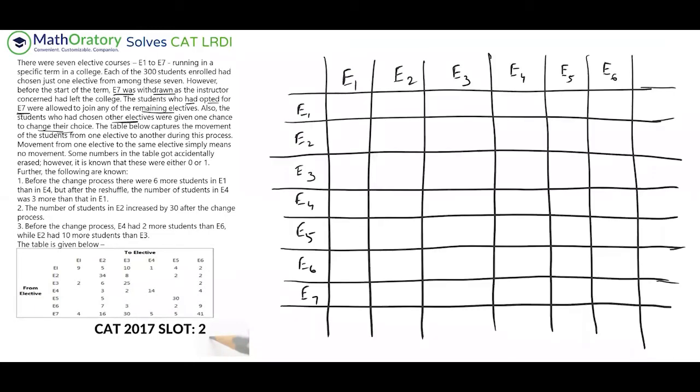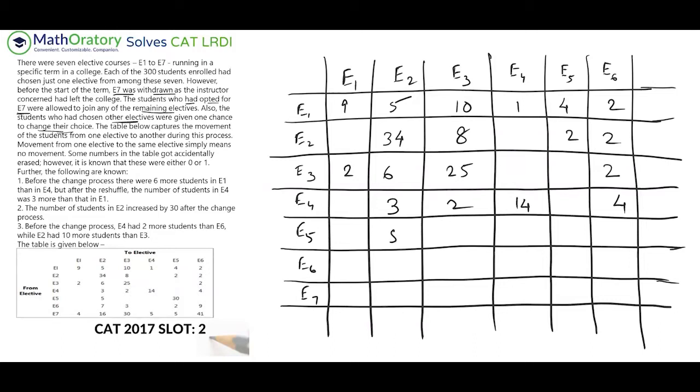Okay, so I'm done with the layout. Let me fill the values here. So we have 9, 5, 10, 1, 4, 2, blank, 34, 8, blank, 2, 2. Then we have 2, 6, 25, a couple of blanks, and last is 2. Then we have a blank, then 3, 2, 14, and 4.